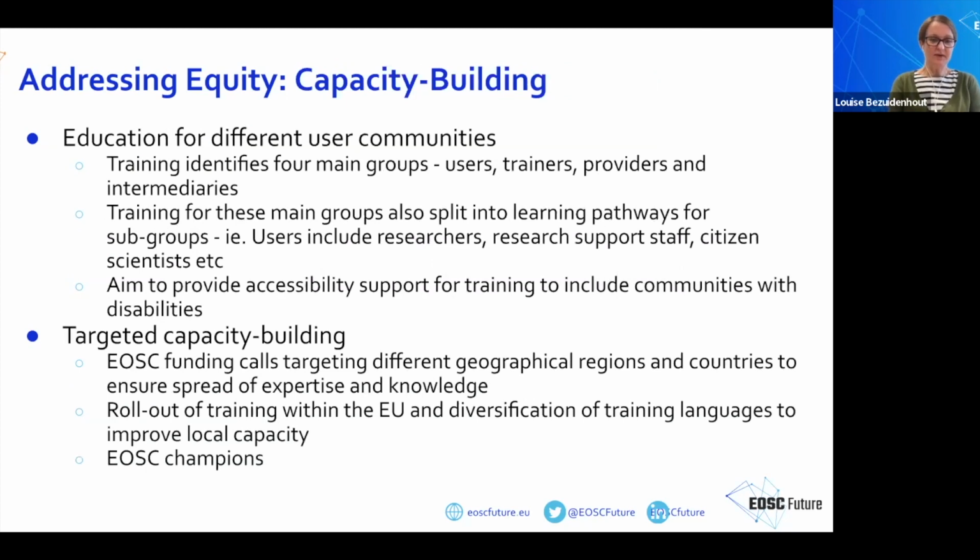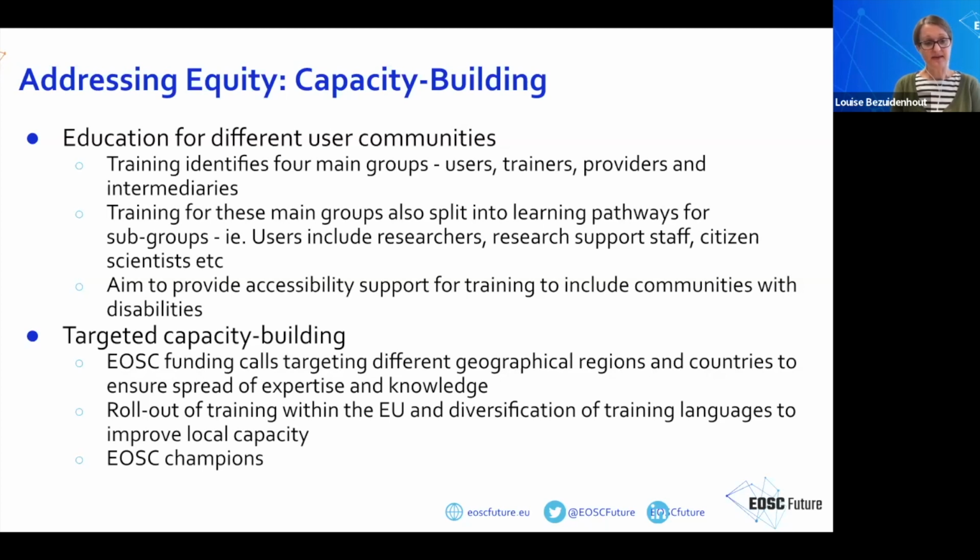So EOSC is also addressing equity by putting a lot of effort into capacity building. And one of the key areas, and the area that all of us on this call are working on, is education for different user communities. So at the moment, the EOSC Future project, which is the one hosting this call, is working on developing training for 4 main groups, which are the users, so the researchers, the trainers, which is you, the providers, and the intermediaries. So the providers would be providers of EOSC services, and the intermediaries would be institutions that facilitate interactions with EOSC, such as universities and so forth.